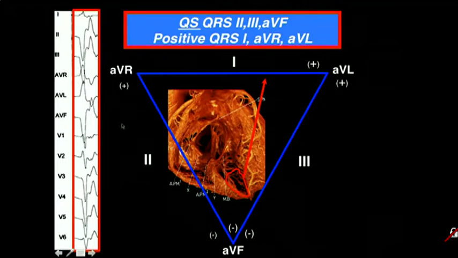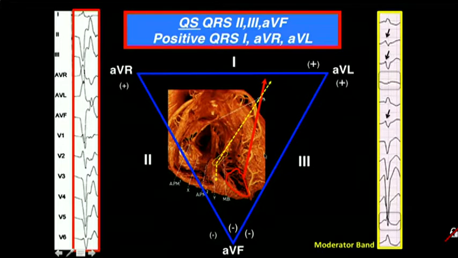In this case, the fact that AVR and AVL are totally positive suggests the contrary, that there is a very, very low structure depolarizing upwards. This is one of the differences from our point of view.